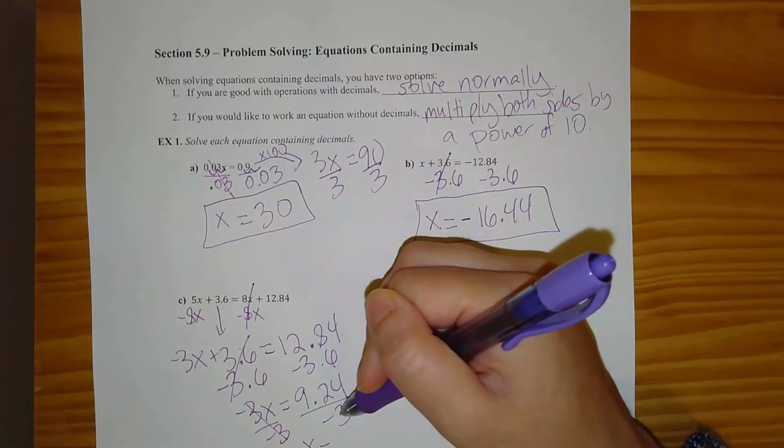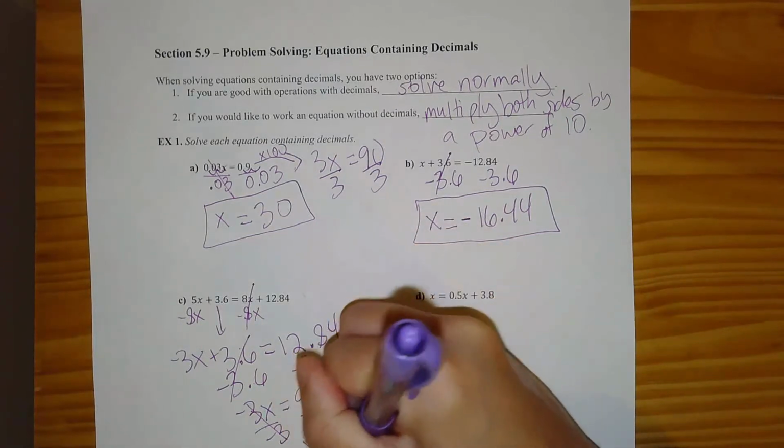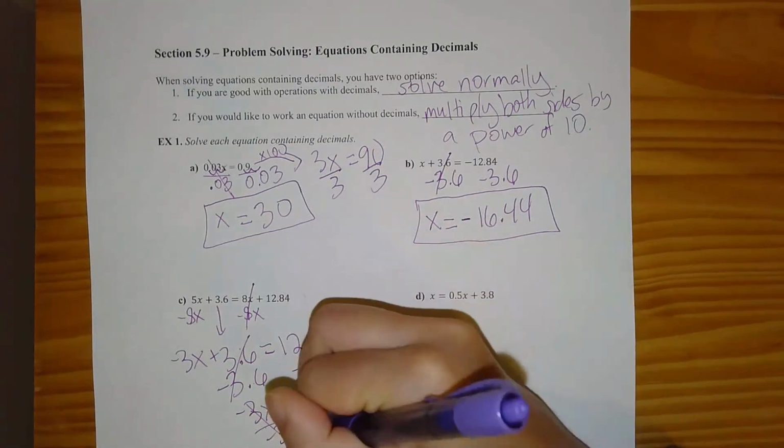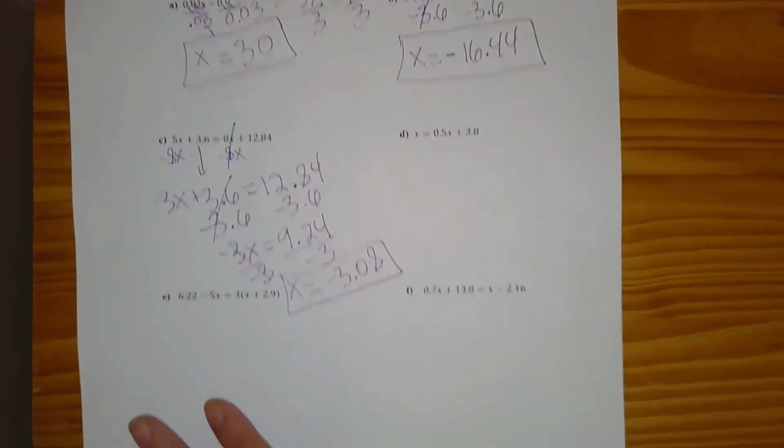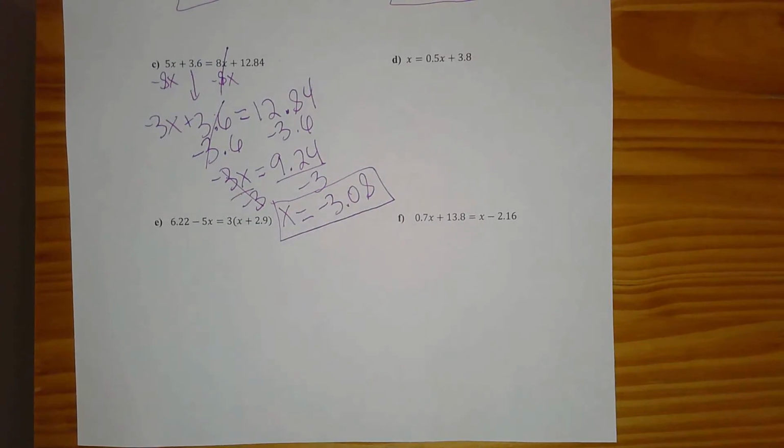9.24 divided by -3 is -3.08, and I'm done. Okay, once you get a variable equal to a number, that's what you're looking for in your answer, okay?